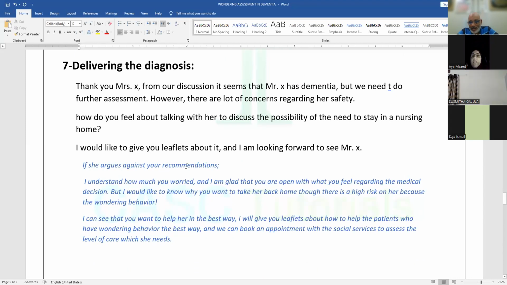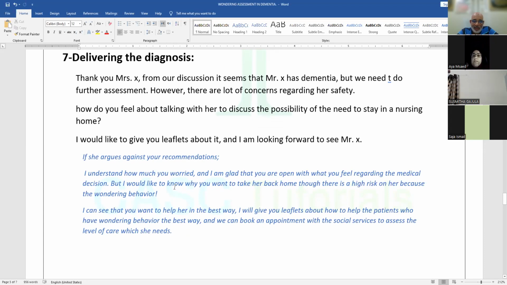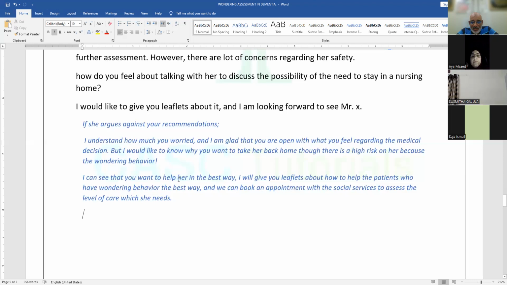If she argues against the recommendation, you can say to her something like, I understand how much you are worried, and I'm glad that you are open with what you feel regarding her medical decision, but I would like to know why you want to take her back home, though there is high risk for her because of her wandering behavior. Okay? If she says, let me take her and so on, continue saying, I can see that you want to help her. I will give you leaflets about how you can help her.